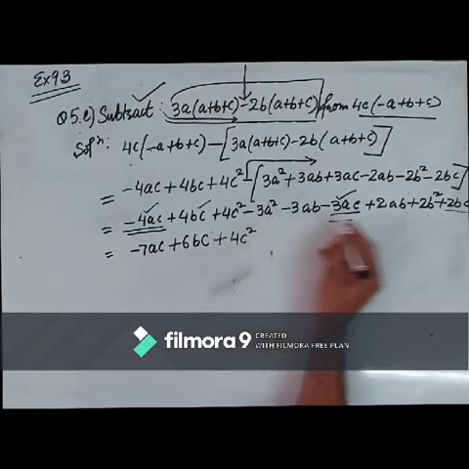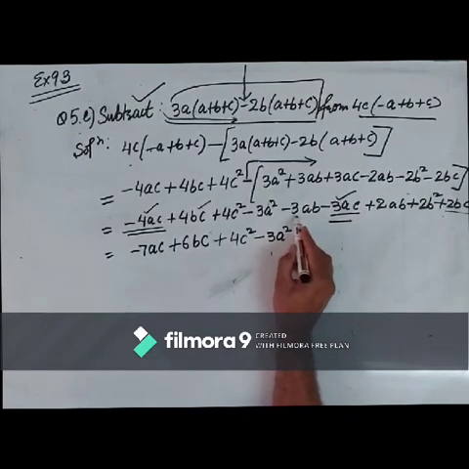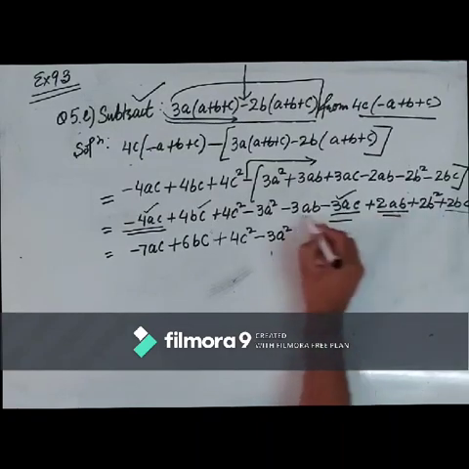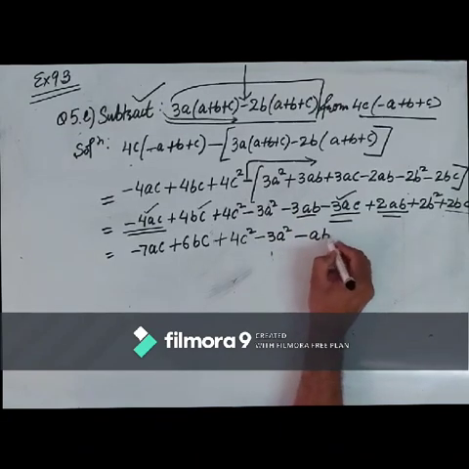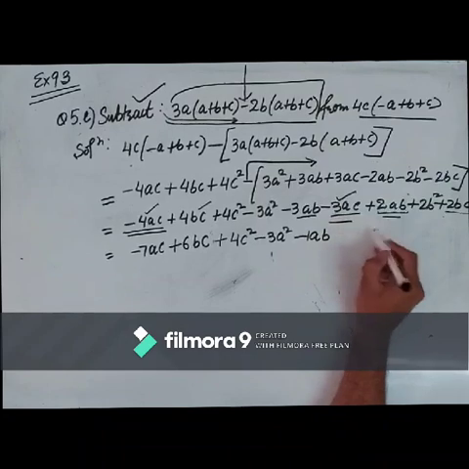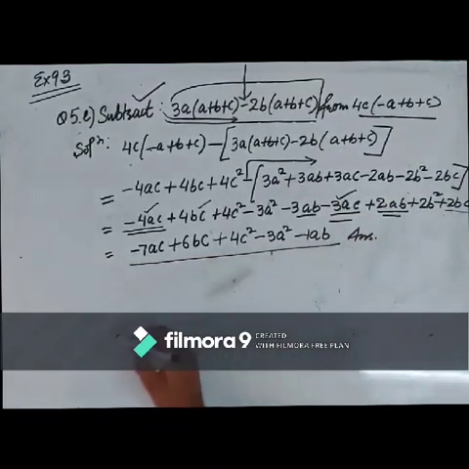Then a square we have, no other a square, so this is minus 3a square. And ab we have, ab another one, ab and ab, minus 3 and plus 2, this is minus ab. Minus 1 ab is minus ab, right? And ac is gone, so this is your simplified answer. That's all.